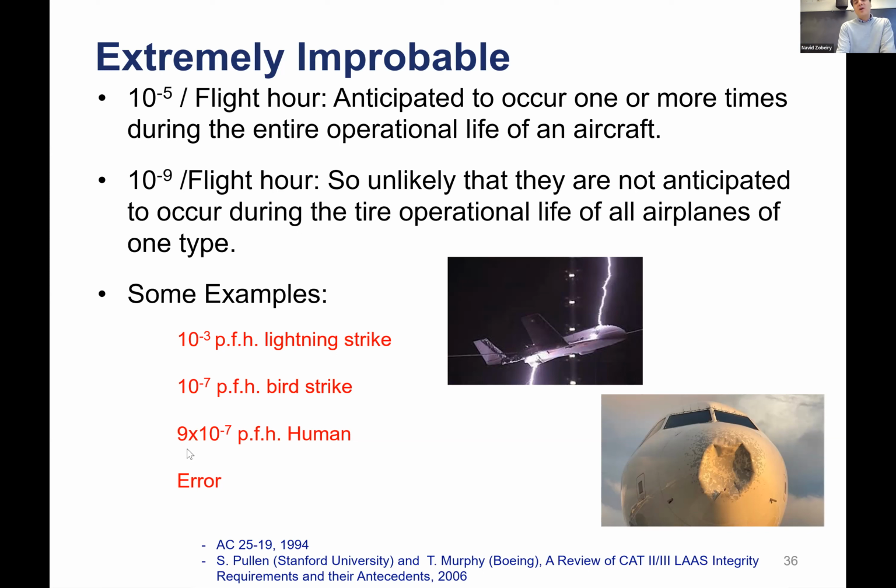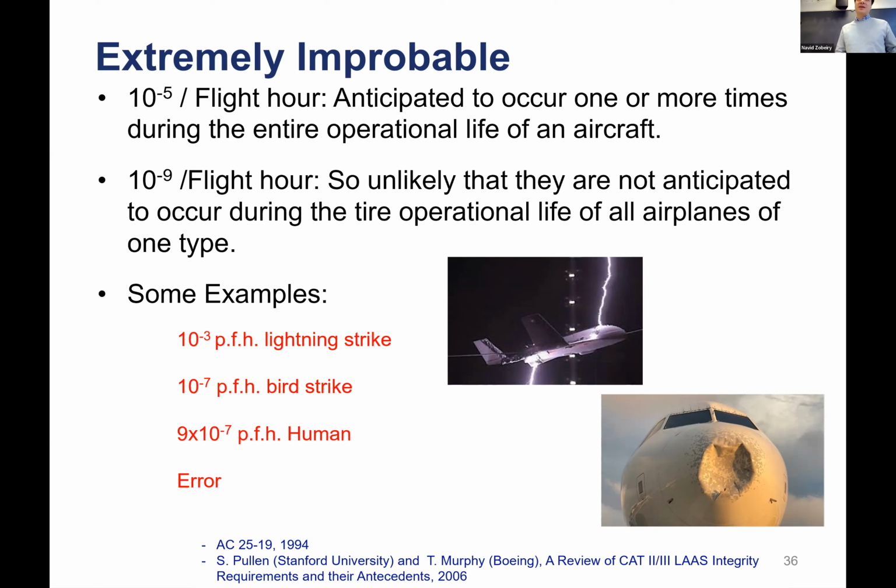Human errors are 10 to the minus 7. Quite rare, but it happens. So you design the aircraft for that. You draw the line at 10 to the minus 9 per flight hour. If something happens and its probability is less than 10 to the minus 9 per flight hour, you don't design the aircraft for that. And we did the calculation for that.